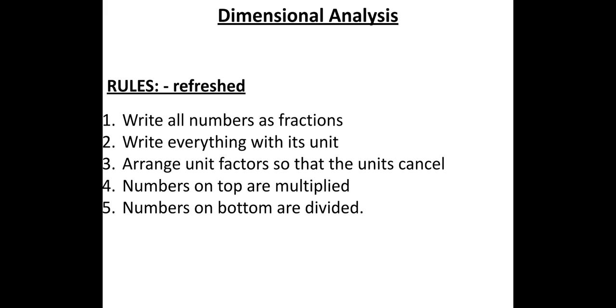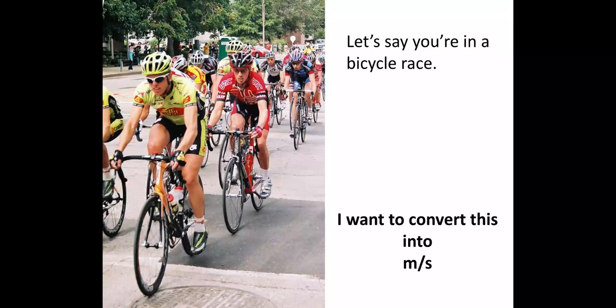Let me just refresh you on the rules that we saw in the previous video. We're talking about writing all the numbers as fractions, writing everything with its unit, and arranging unit factors so that each one cancels, so that the unit that you don't want cancels and you are only left with what you want, or what you're converting to. Numbers on the top multiply and numbers at the bottom divide one another, right? Whether it's a multi-dimensional problem, the key is one dimension at a time. It's very important. You should have one dimension at a time, right?